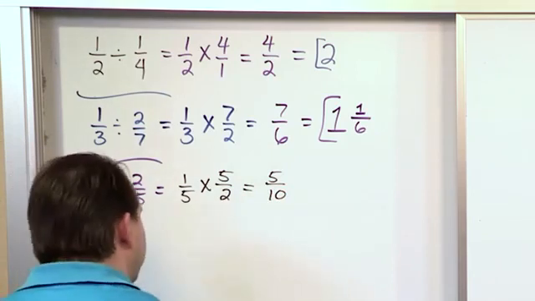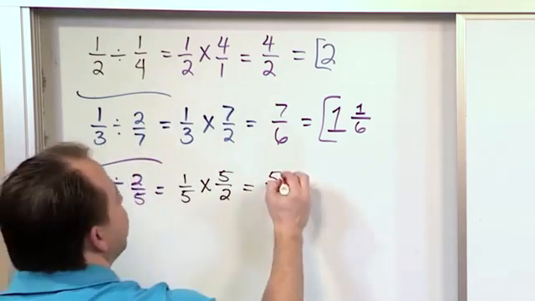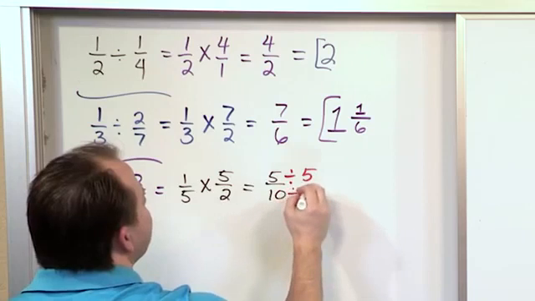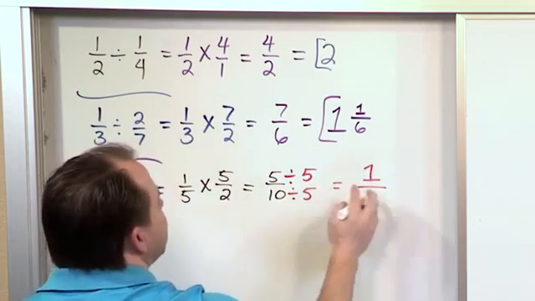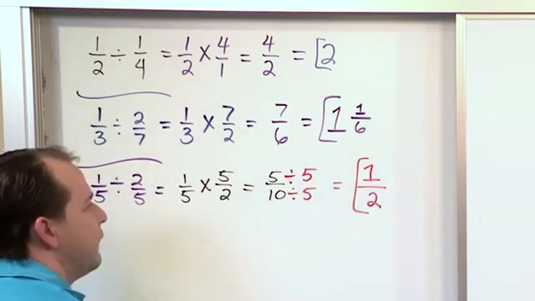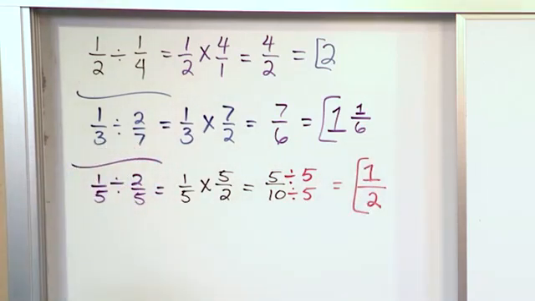So we're about ready to circle that, but then we notice, hey, wait a minute, we can simplify this by dividing the top by 5 and the bottom by 5. 5 divided by 5 is 1. 10 divided by 5 is 2. And so you have 1/2. All right, 1/2.